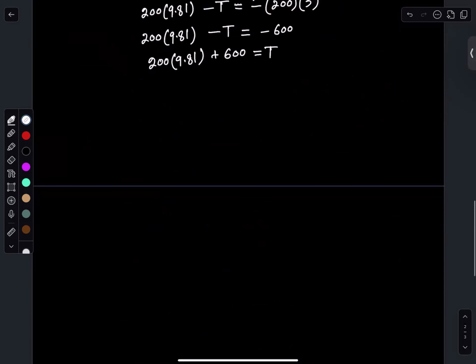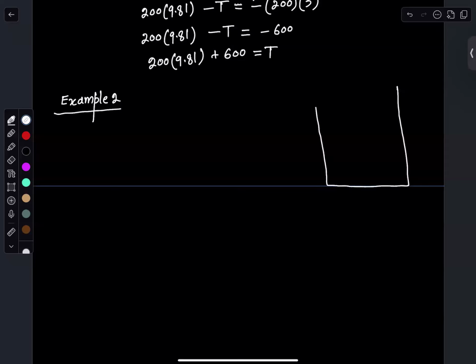Now you should write example number 2. Aliza, example number 2 for F equals ma. You are given a container of liquid. In that container, a small plastic ball. This is a plastic ball of low density. And you know that if a plastic ball is immersed in water or some liquid, generally it will rise up.